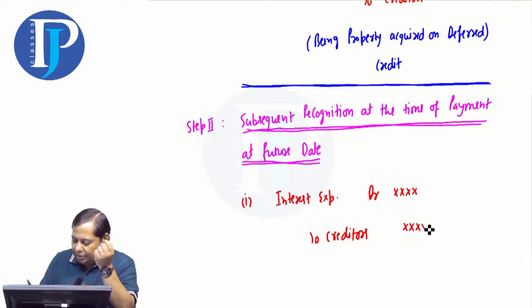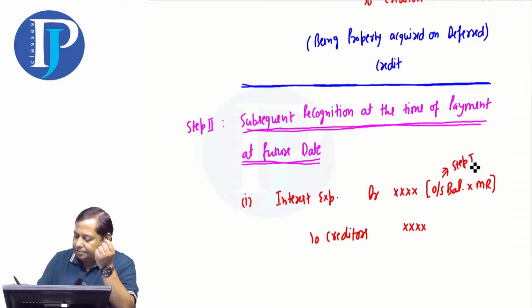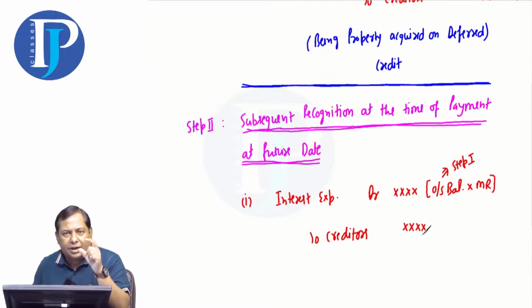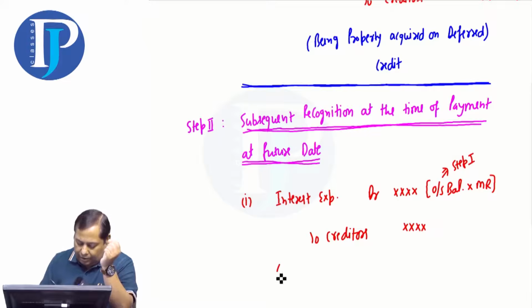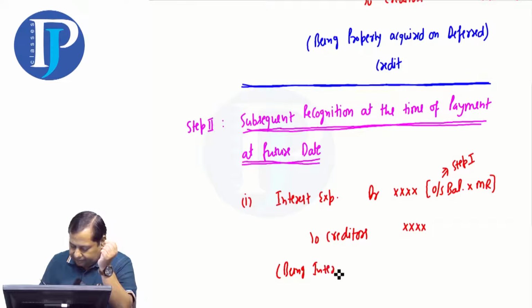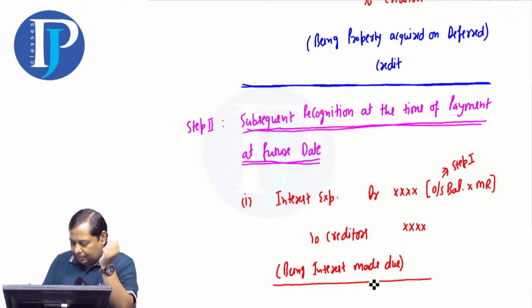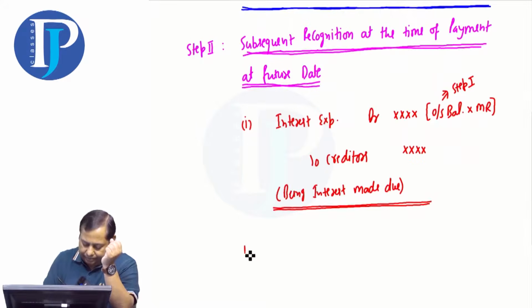First, we need to do the interest. How is that calculated? Outstanding balance at the market rate. You would have gotten this from the first step. First, the interest is calculated on the outstanding balance, and we will write being interest made due. You have made the interest due. We have reached the second entry.